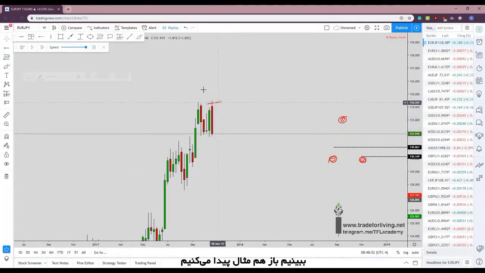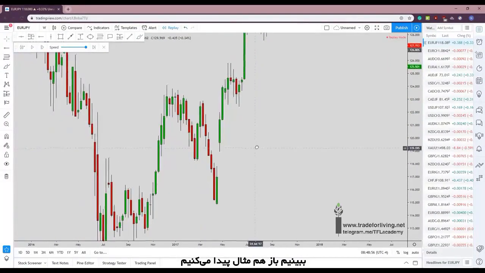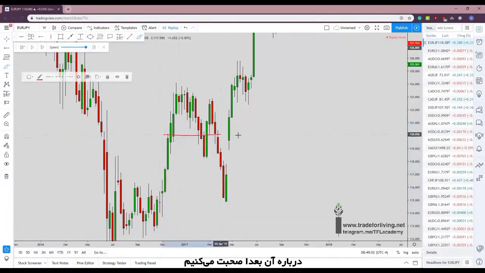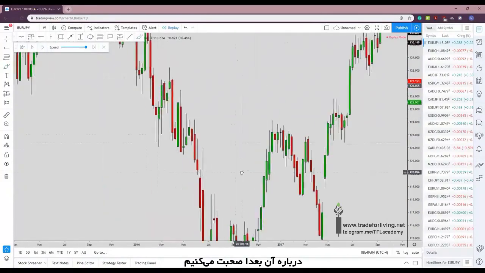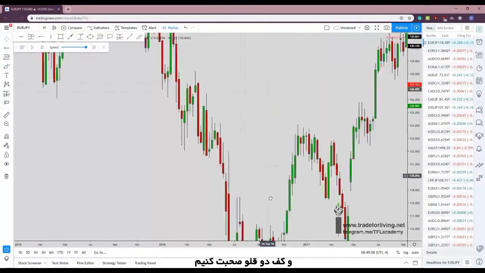Now let's continue and see if we find more. As you can see here, we have a very nice double M formation. We will speak about this later. However, let's speak about double tops and double bottoms.